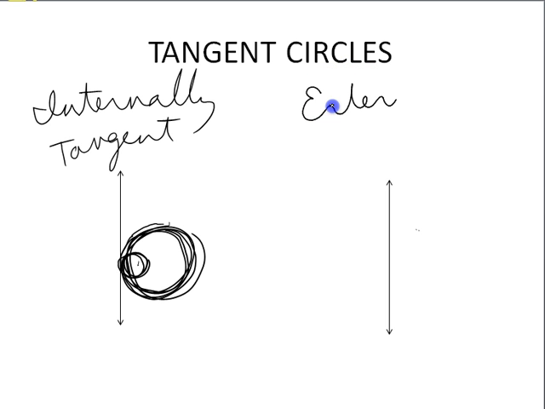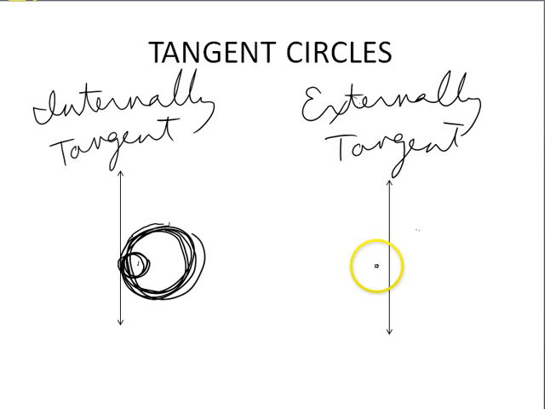If they were externally tangent, then the circles would not be inside each other. So there would be a circle here that's tangent, and then a circle here that's tangent. So that's just a subtle difference. Sorry about these awful pictures.